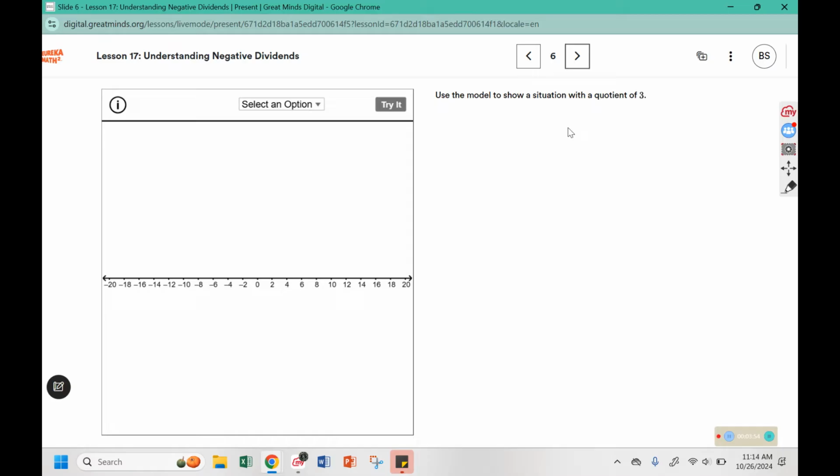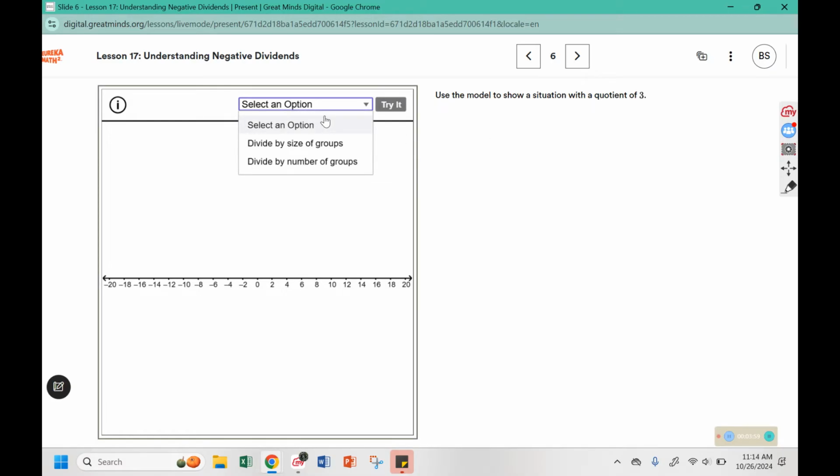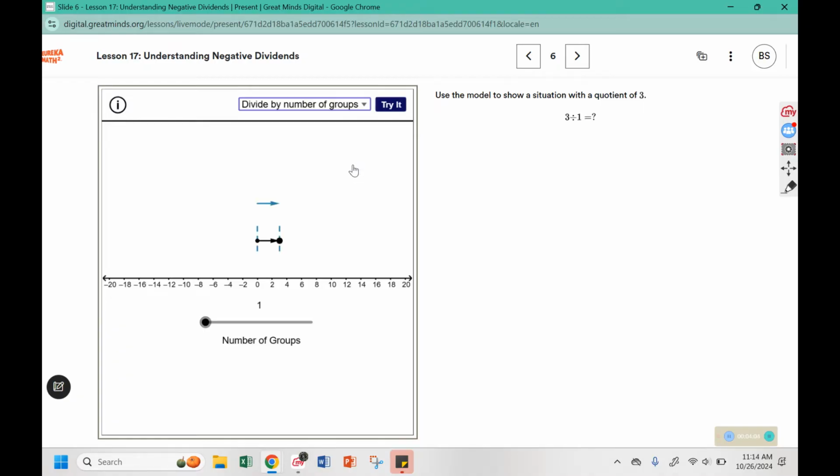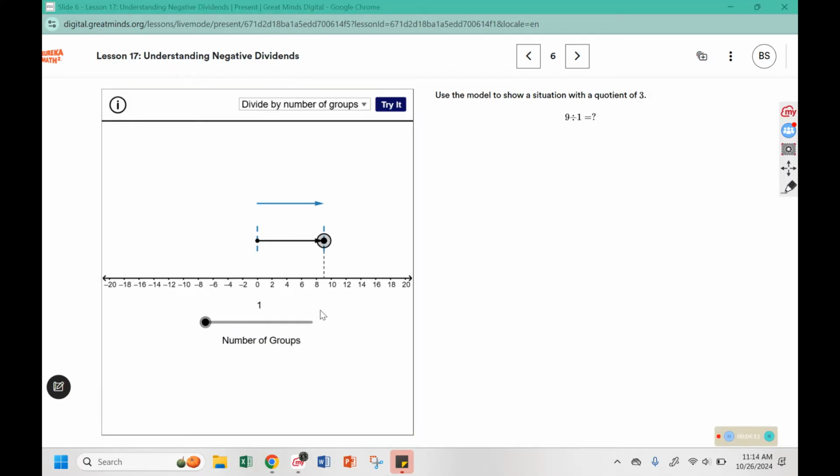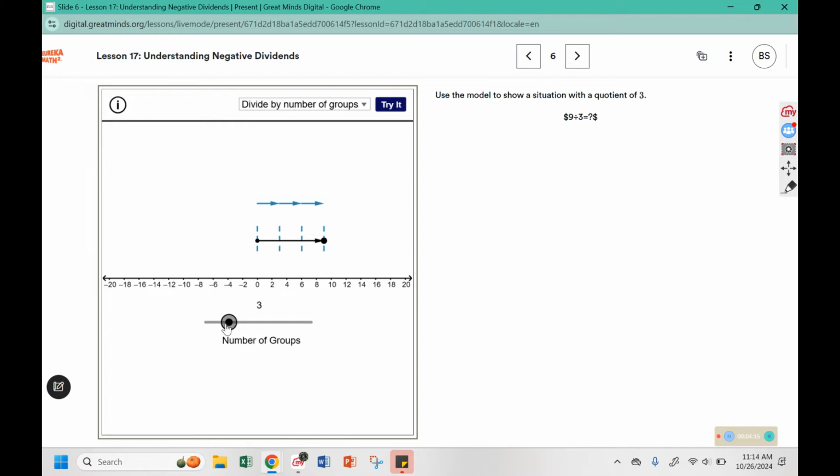Use the model to show a situation with a quotient of 3. So 9 divided by 3 would be a result of 3. So this one I selected was divide by the number of groups, so I needed to divide by 3 groups, which means each arrow is 3.